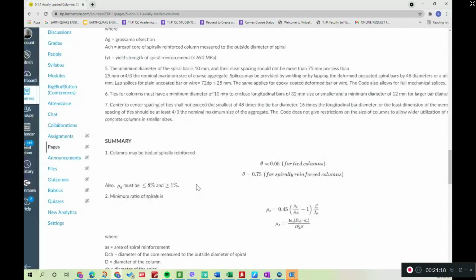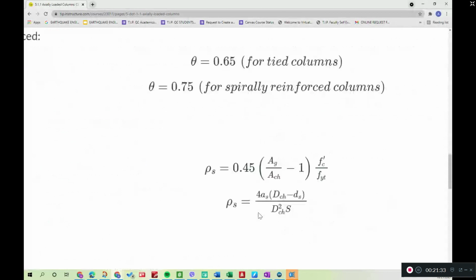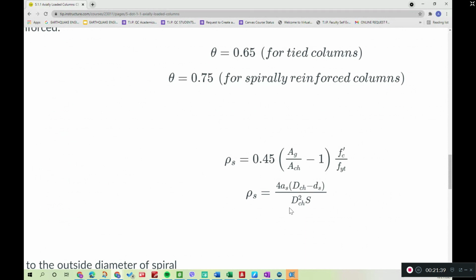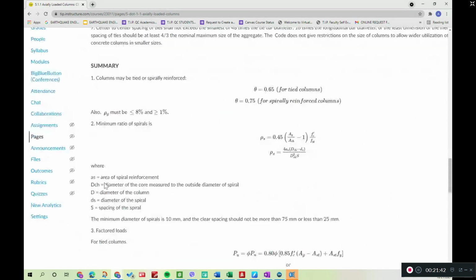When we do this, you also have to check the rho minimum. Checking the rho minimum, you can just say it should not have been 0.01%. So the minimum ratio of spirals is this one. You just have to use that. When this one is given, then you can do that. Where A sub s is the area of spiral reinforcement, and D sub c is the diameter of the core measured to the outside diameter of the spiral.